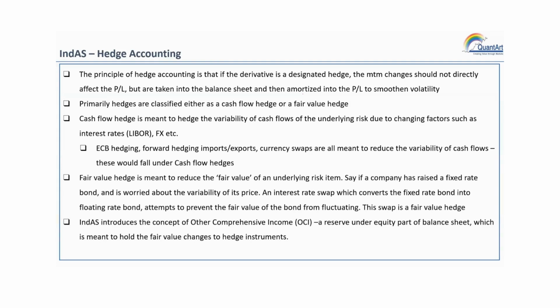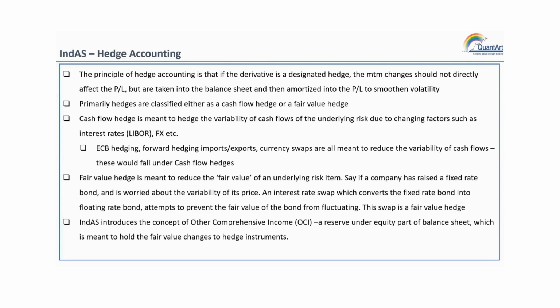For example, an interest rate swap is a cash flow hedge. A forward contract is a cash flow hedge, because a forward contract meant for hedging a dollar-rupee export or import is a cash flow hedge, and so on. So cash flow hedges are basically meant to reduce the variability of future cash flows, right?